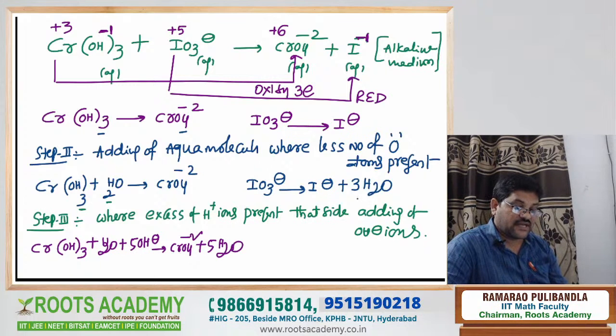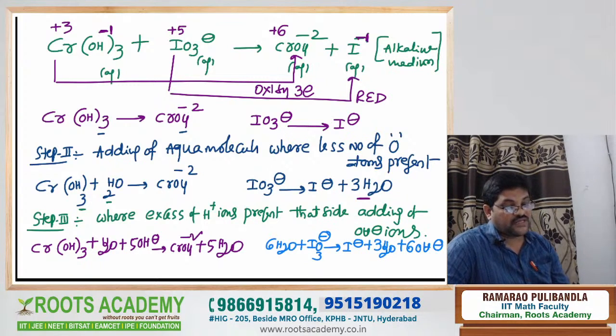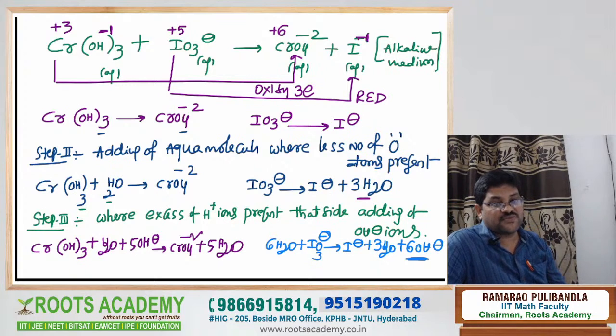Here 6H plus ions are there. So to nullify the 6H plus ions, adding of what? 6 OH minus ions. Because here excess H plus ions, 6, are there. That's why adding of the 6 OH minus ions, reverse 6H2O formation observed. That means 6H2O, right? Plus IO3- gives rise to I- plus 3H2O plus 6 OH minus ions. You ask a question: why are 6 OH minus ions added? Because of 3H2O, so 6H plus ions are there. To nullify the 6H plus ions, adding of the 6 OH minus ions and the reverse water formation observed.